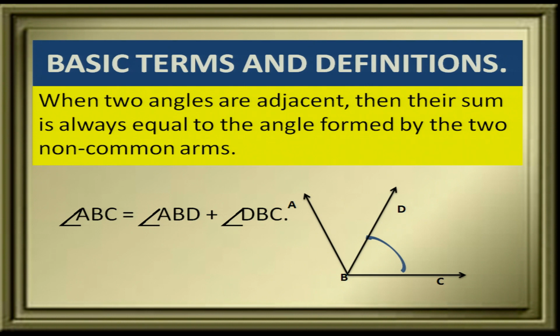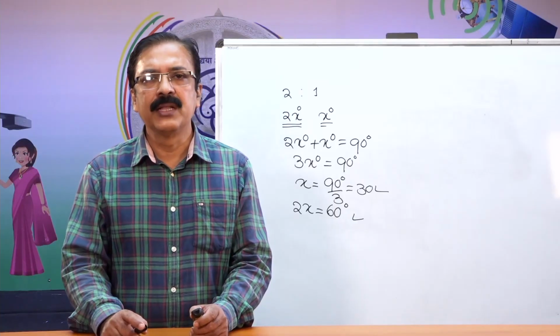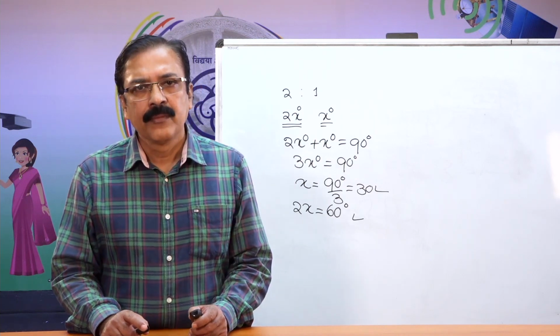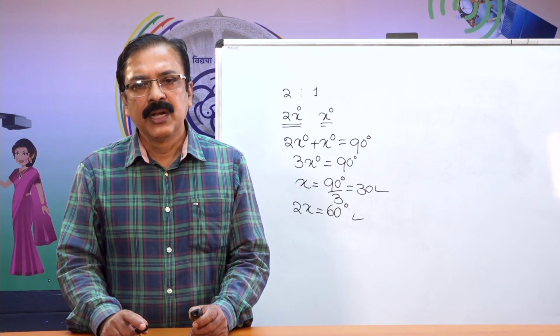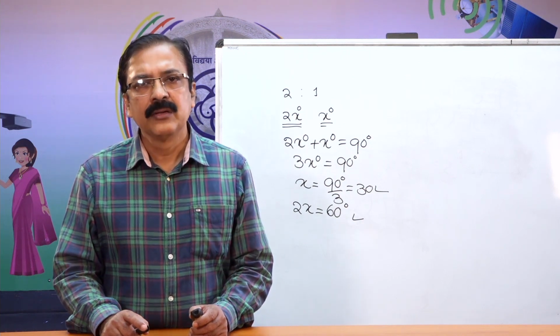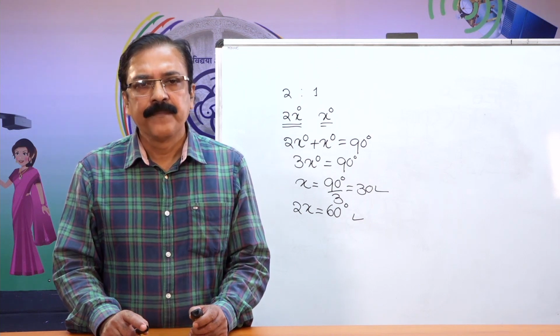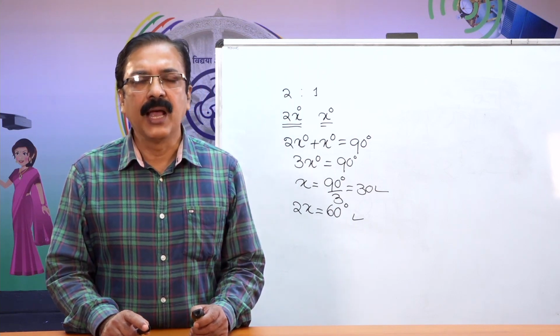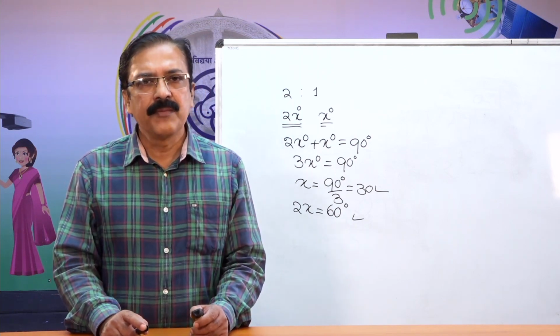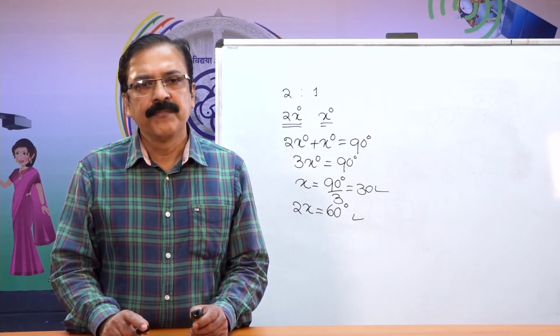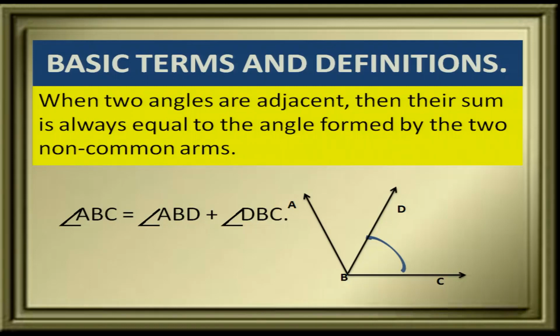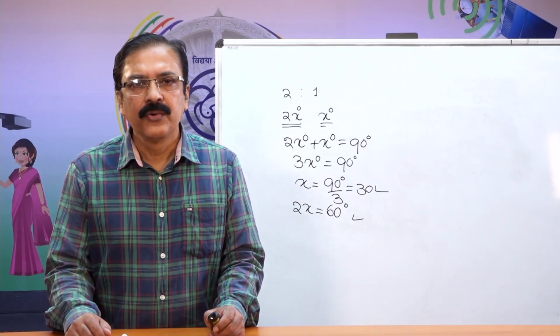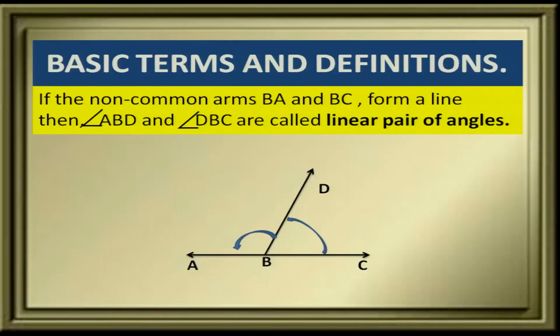Here, when we are adding the angles, what are we adding? Are we adding the figures DBC, DBA, etc.? No, definitely not. What we are adding is the degree measure of these angles. So the degree measure of angle ABC is the same as the sum of the degree measure of angle ABD and the degree measure of angle DBC.